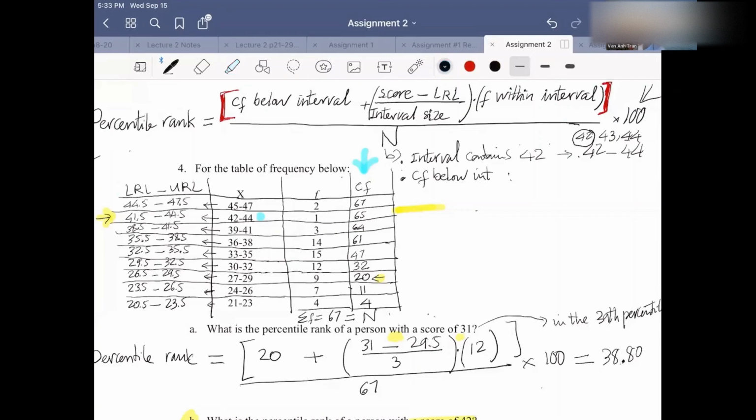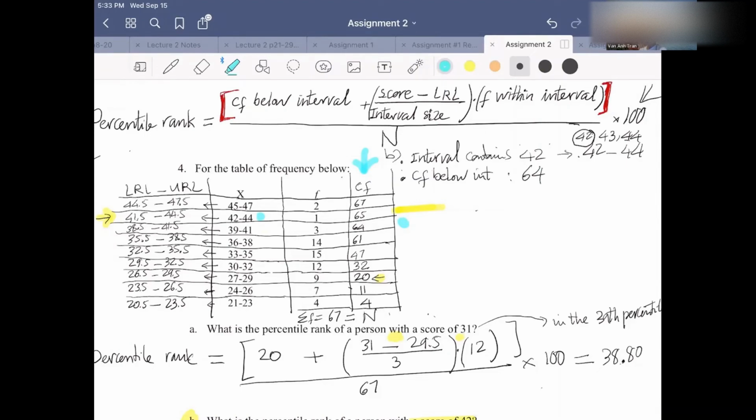64, everyone. Yeah, it's kind of hard to see with a lot of numbers. It should be 64. All right. Yeah, so it should be this one right here. This one here is below the interval from 42 to 44. Okay.